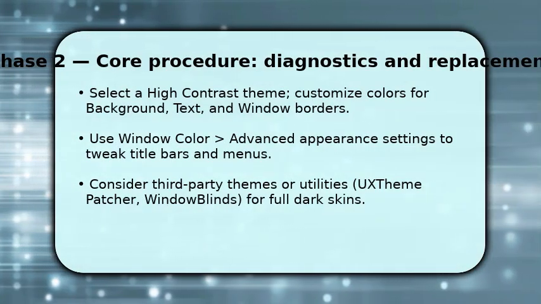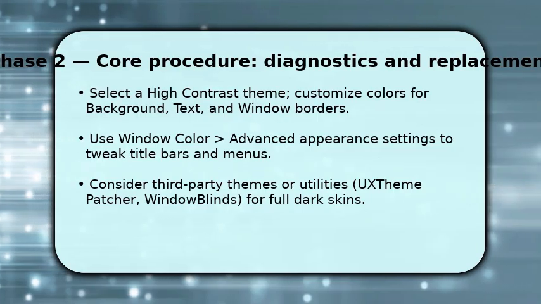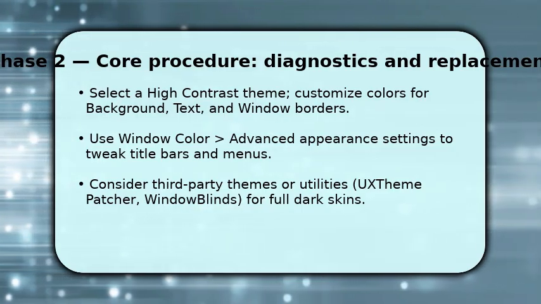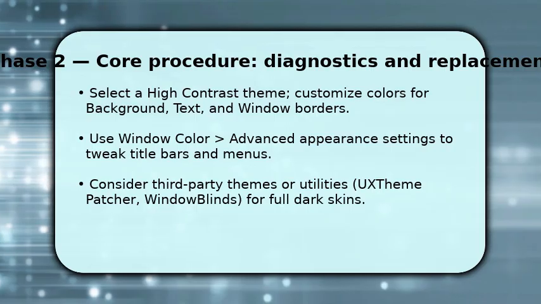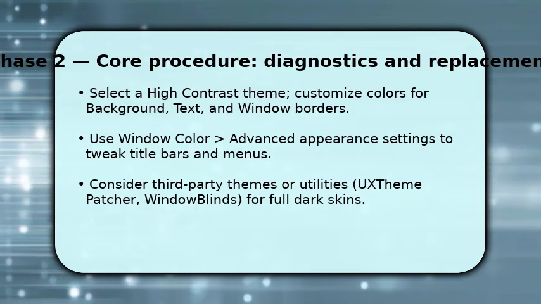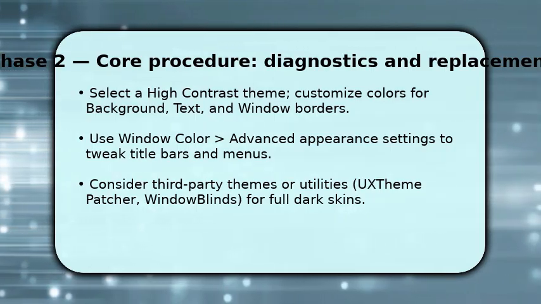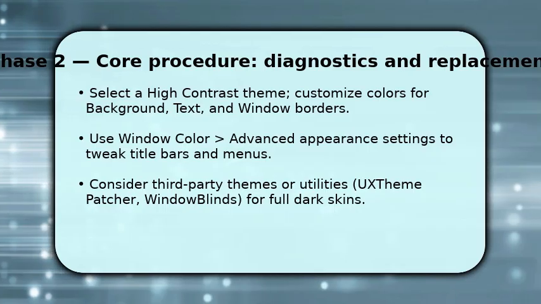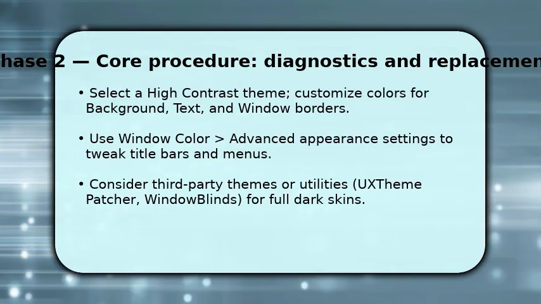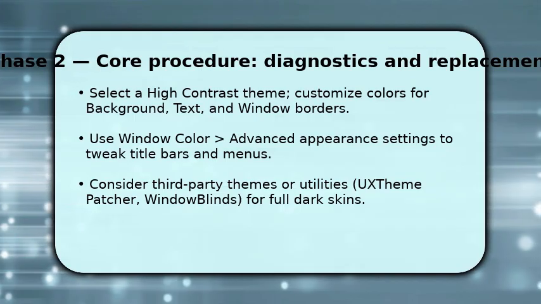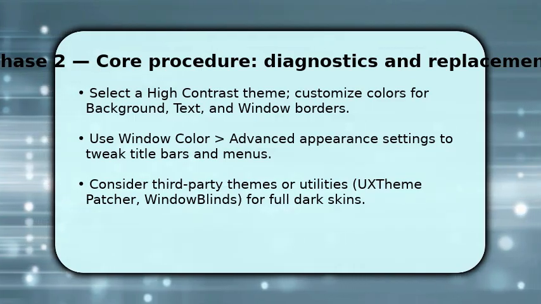Pick a high contrast theme and edit individual color slots, background, text, hyperlinks to true dark values. Once done, open Window Color and Advanced Appearance settings to darken title bars, menus, and tooltip backgrounds for consistency across apps. If built-in tweaks aren't enough, consider a third-party visual style.